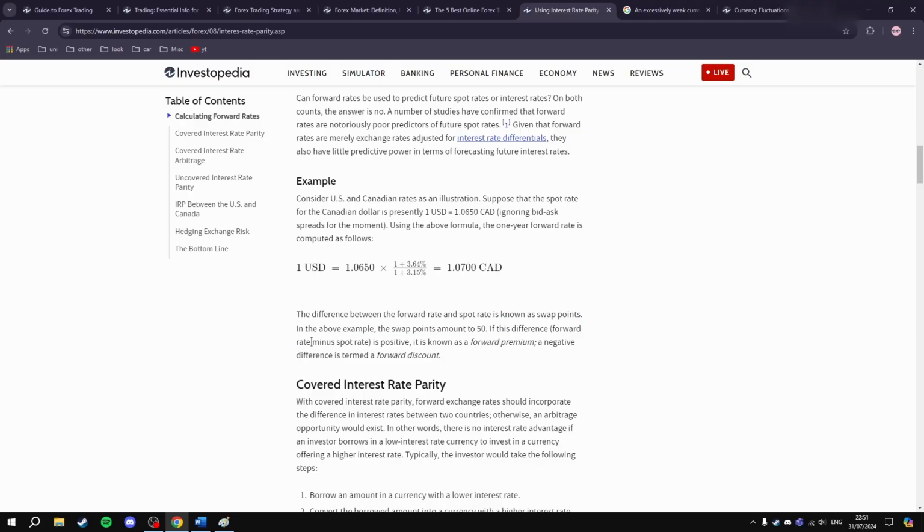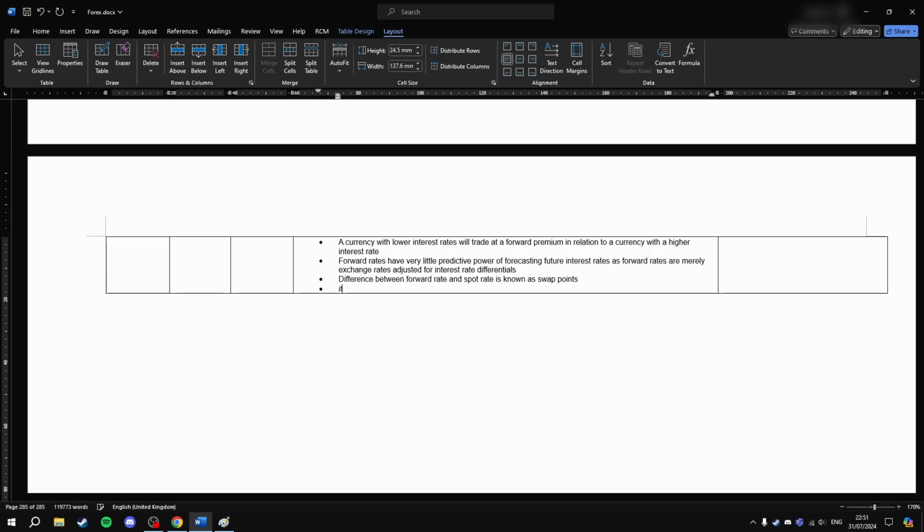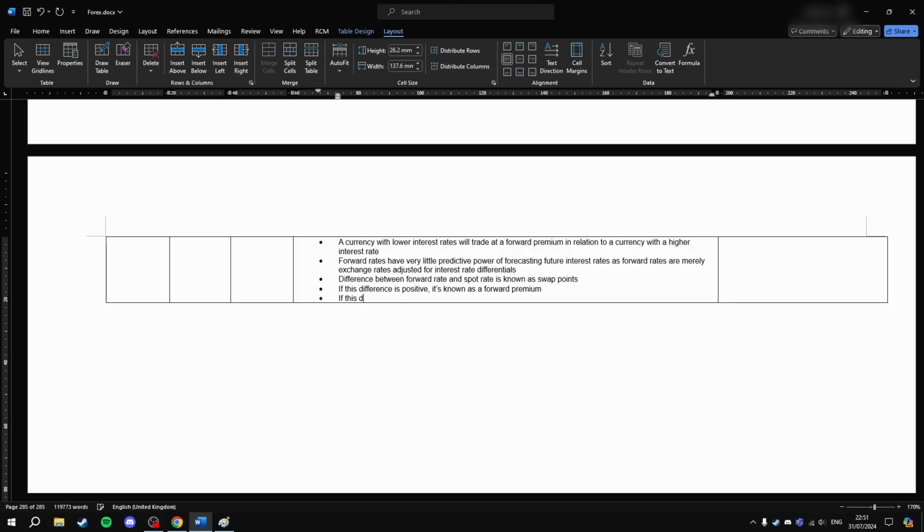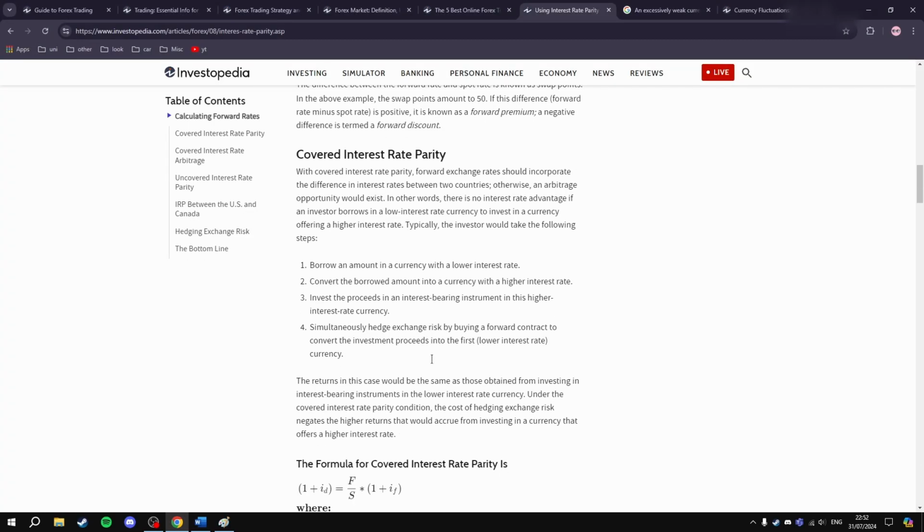If this difference, the forward rate minus the spot rate, is positive, it is known as a forward premium. A negative difference is deemed a forward discount. Covered interest rate parity.